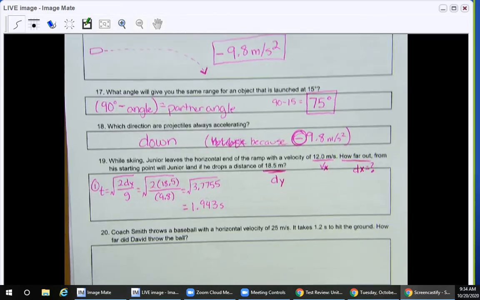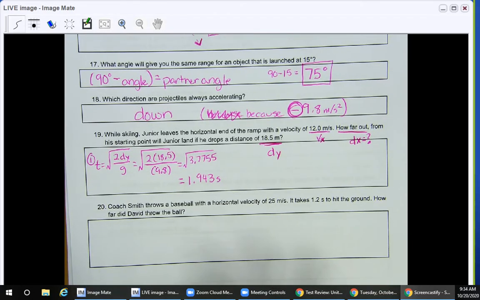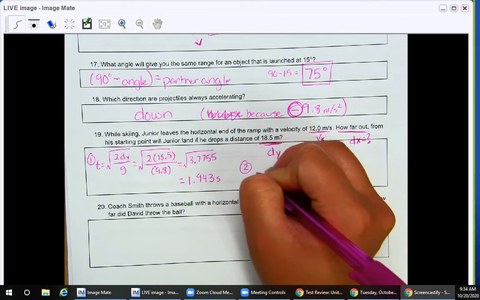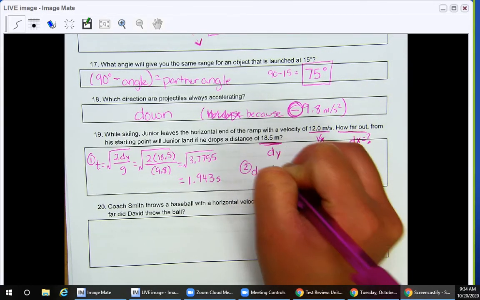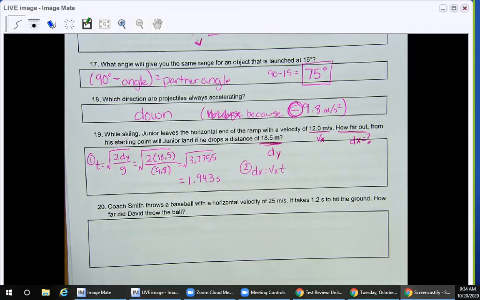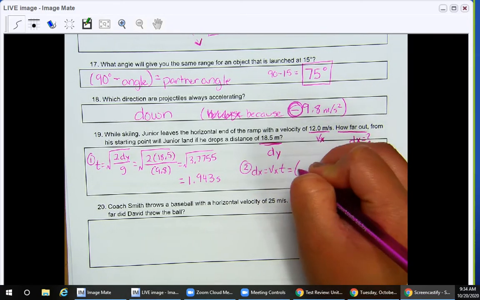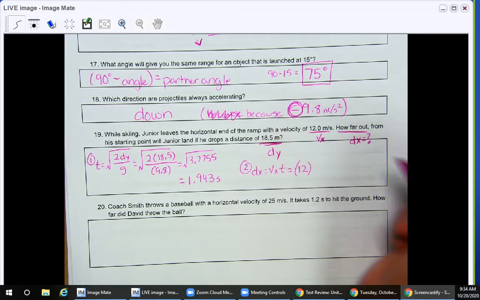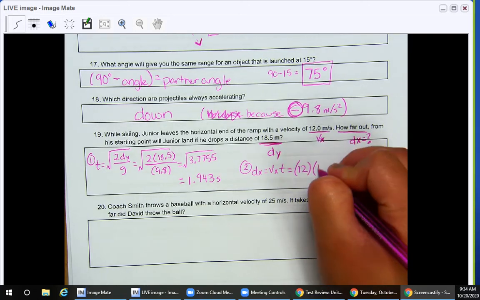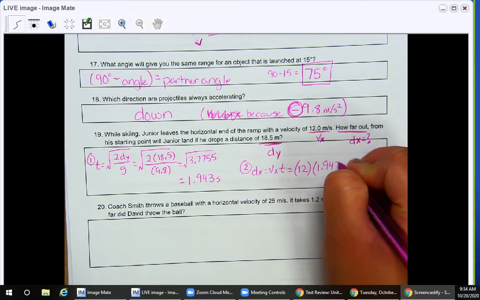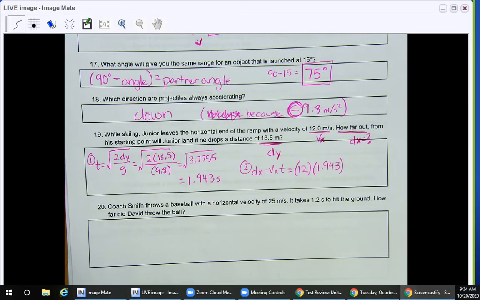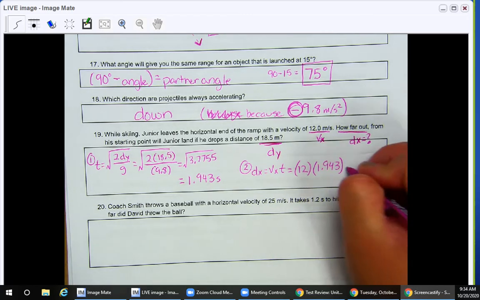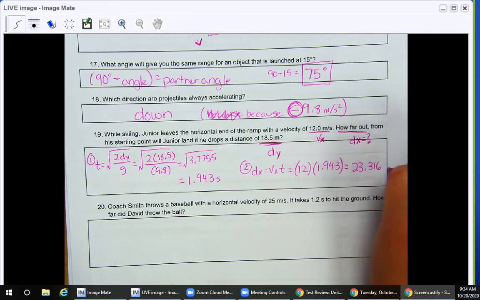Now we can use time to solve for dx. Dx equals Vx times t. So you're just multiplying your velocity, which is 12, times your time that we just solved for, which is 1.943. 12 times 1.943 gives you 23.316 meters.